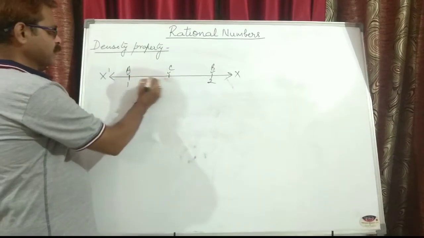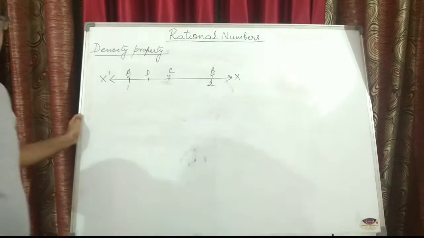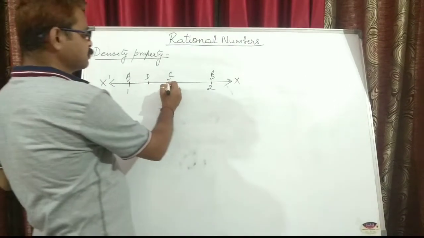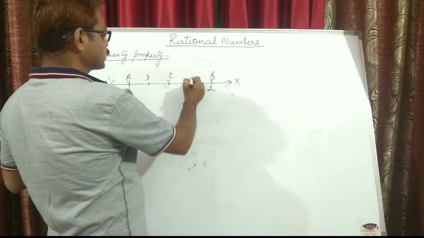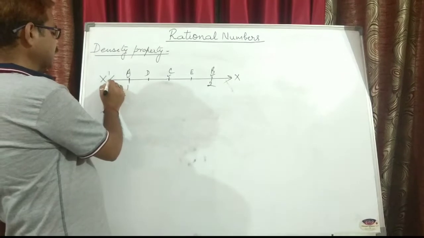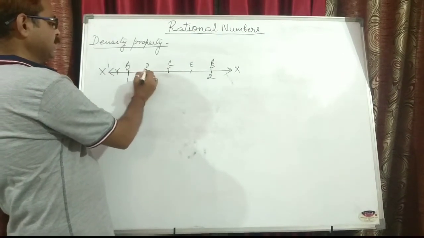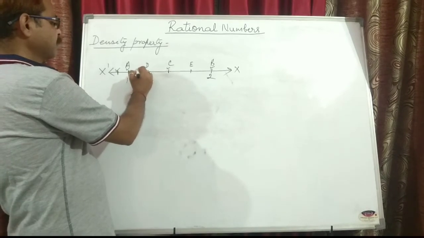Again we can take a number which lies between A and C. Let us take it as D. Again we can take a number which lies between C and B. Let us take it as E. In the same way, we can take a number which lies between X dash and A. In the same way, we can take a number between A and D, somewhere here.